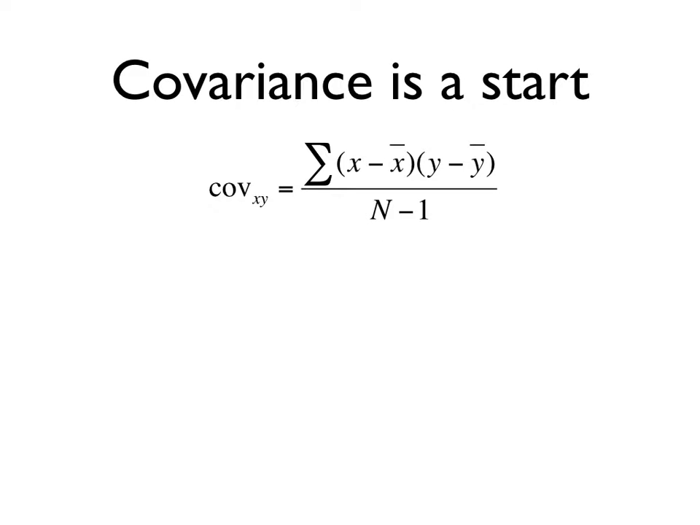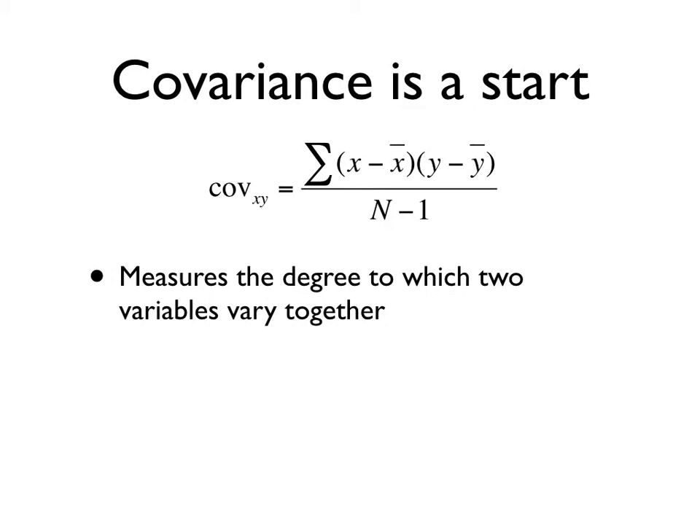The top part, the numerator, instead of x minus x bar times x minus x bar, right, x minus x bar squared, it's x minus x bar, y minus y bar. Y bar is just the average of the y's. So you have x's. This measures the degree to which two variables vary together. It tells us if x moves, does y move, and by how much.